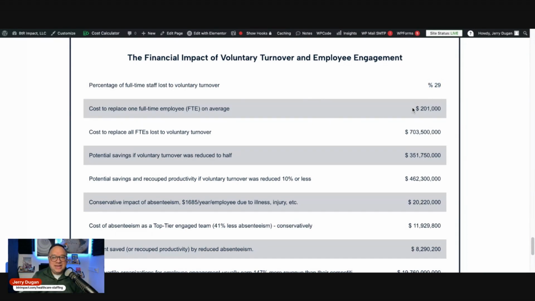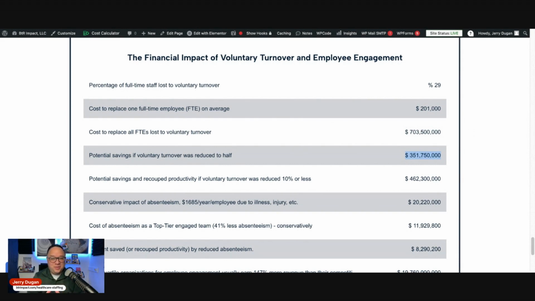But you also get to see that if I replace just one employee at three times their salary, I'm looking at about $201,000 to replace one person. Now, if I replace all 3,500 people, I'm looking at $703 million before I fill in all those ranks, assuming nobody else leaves my organization during that time. But what do I have to gain if I cut my turnover in half?